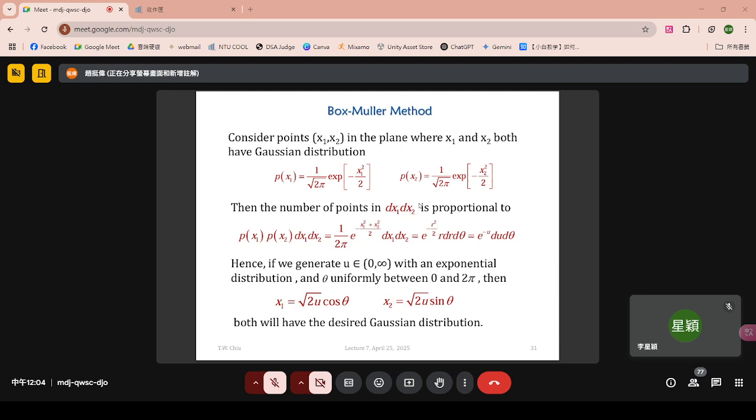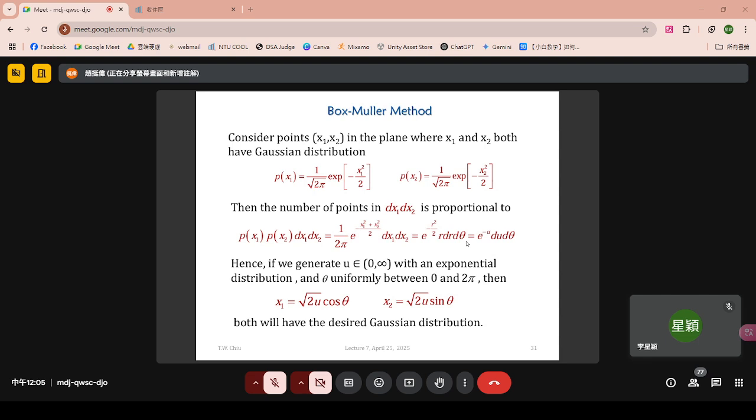So the number of points in dx1 and dx2 is proportional to this. These two distributions multiply together to get this. Now I can change this measure dx1 dx2, that means dx dy, into polar coordinates. You all know this from general physics or calculus: x1 equals r cosine theta, x2 equals r sine theta, so dx1 dx2 amounts to r dr d theta.